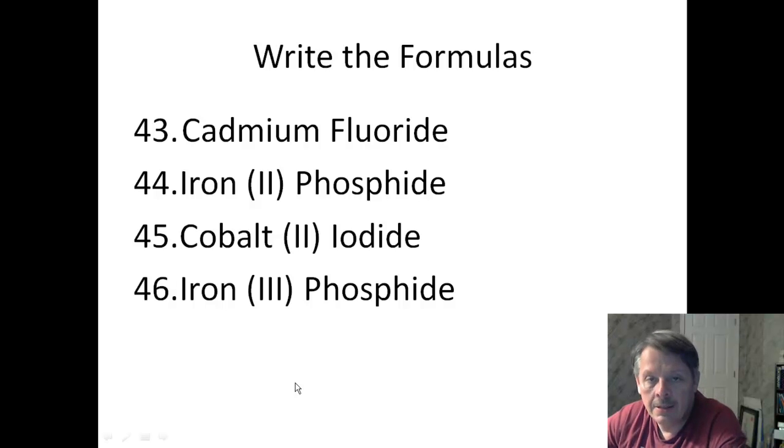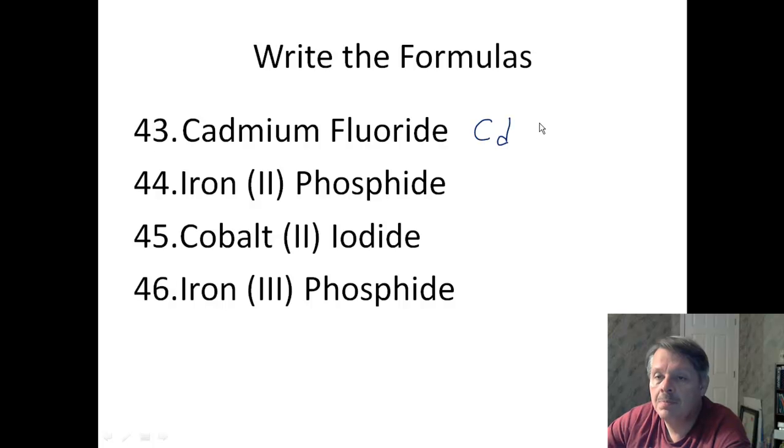And I think this is my last set, so let's do cadmium. Cadmium is, again, look it up. It's on your ion chart, and cadmium, Cd and F. Fluorine is a 1-, cadmium is a 2+, I cross them, I get CdF2. Iron 2 phosphide, 2+, 3-, this is Fe, and it's P, and I crisscross them, and I get Fe3P2.